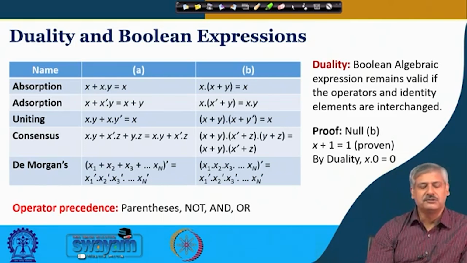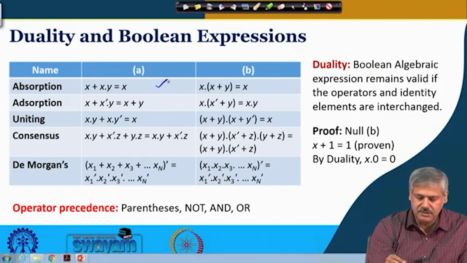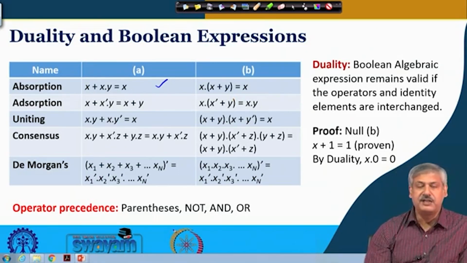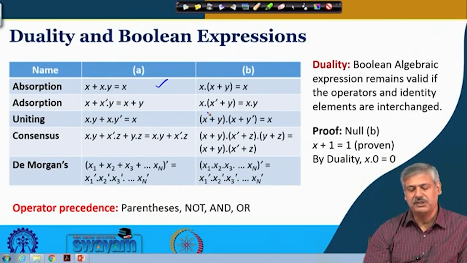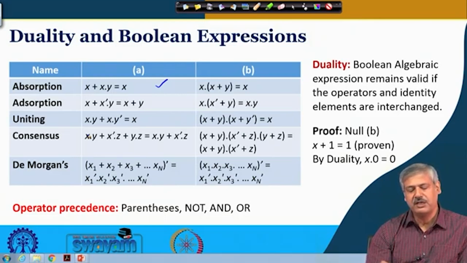One is called absorption. So that is x plus xy is x, and the corresponding form, x ANDed with x plus y, is also x. Absorption: x plus x prime y is x plus y, and x ANDed with x prime plus y is xy. Uniting: xy plus xy prime is x, and x plus y ANDed with x plus y prime is x.